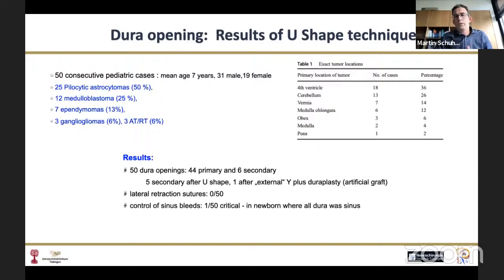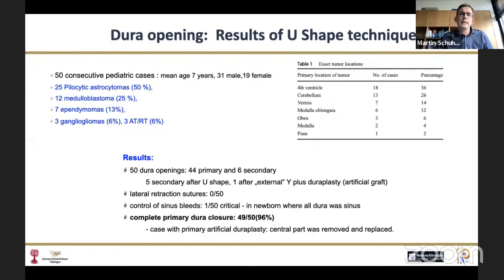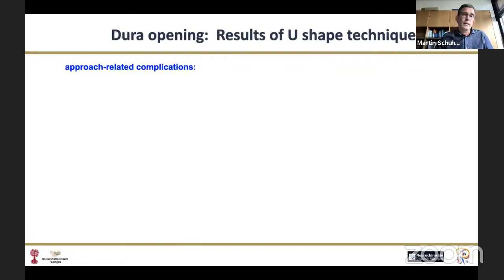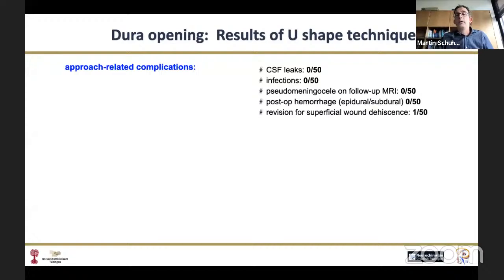We had this one case I showed you, which was a little bit critical with the control of the sinus. We had a complete primary dura closure in 49 of 50 cases. The only case where we needed a duroplasty was there where there was an artificial duroplasty before, after Y-shape opening. No CSF leaks, no infections, no pseudomeningoceles on follow-up MRI on the next day and at 3 months. No post-op hemorrhage, and one revision for superficial wound dehiscence.